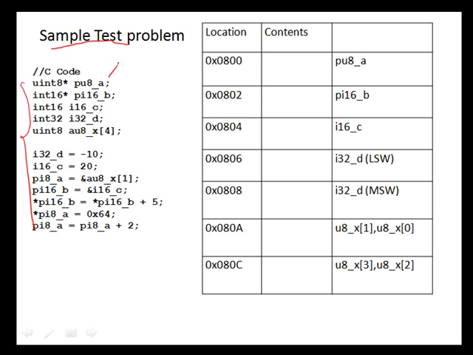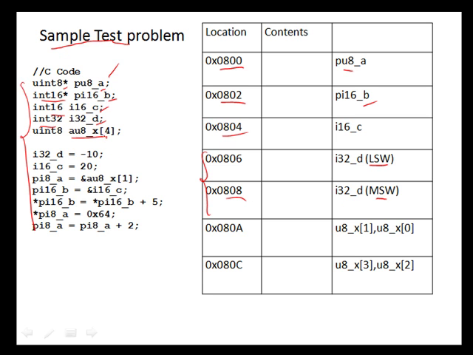So let's first assign locations to these variables. A is a pointer to an 8-bit variable, so it's going to be in the first word of memory here. B is a pointer to a 16-bit variable, so it's going to be the next word of memory at 802. C is a 16-bit variable, so it's going to be at 804. D is a 32-bit signed variable, so it's going to take up these two memory locations here. This would be the least significant word, 806, and 808 will be the most significant word.